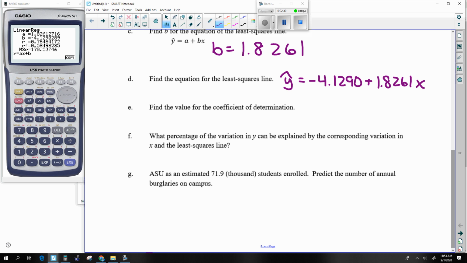The coefficient of determination is R squared. R squared is 0.5850. What percentage can be explained? That would be 58.50%.